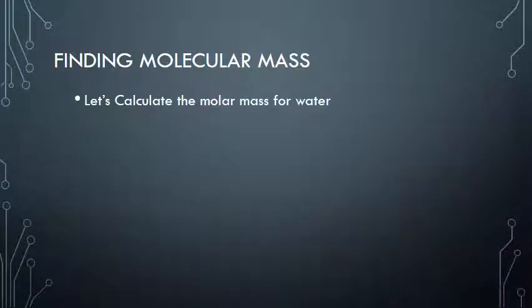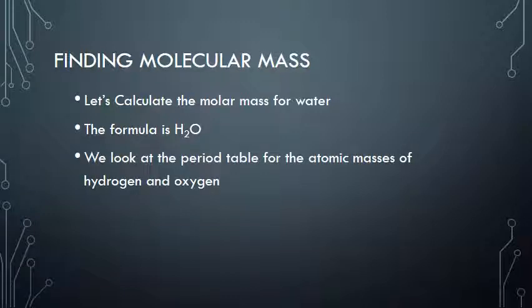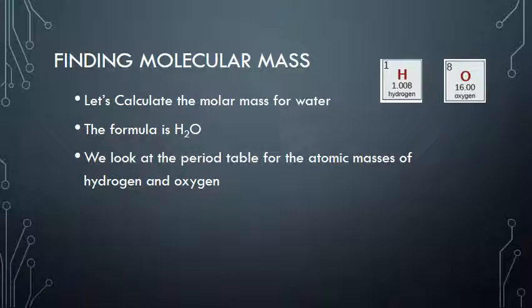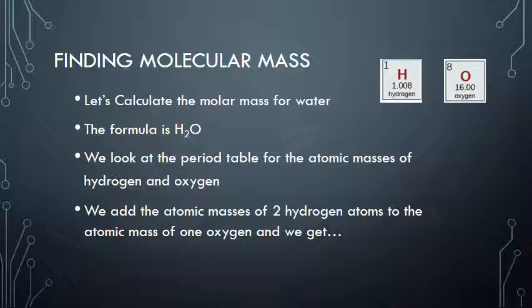Let's calculate the molar mass for water. The formula is H2O. We look at the periodic table for hydrogen and oxygen. We see hydrogen 1.008, oxygen 16. We take two hydrogens, add to that the atomic mass of one oxygen, and we get 18.02 grams of water equal 1 mole. So if we had 1 mole of water molecules, they would weigh just slightly over 18 grams.